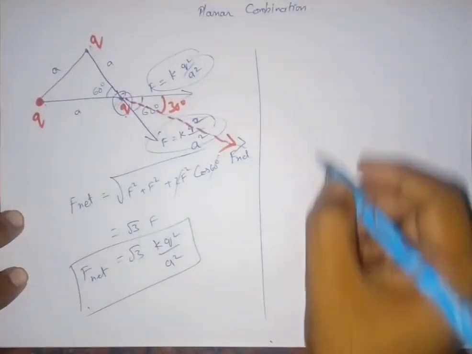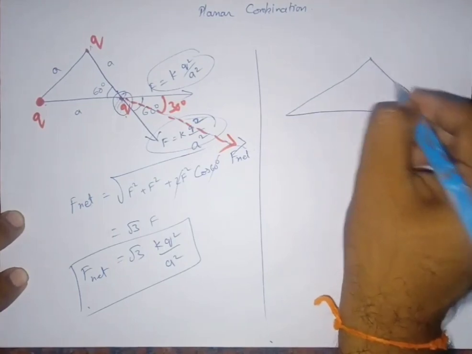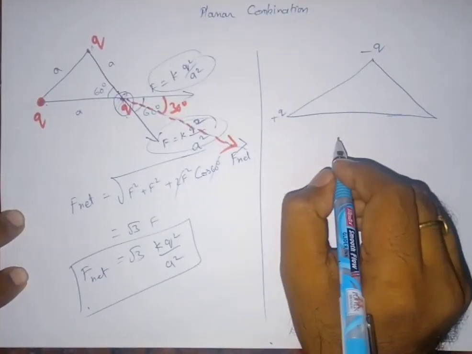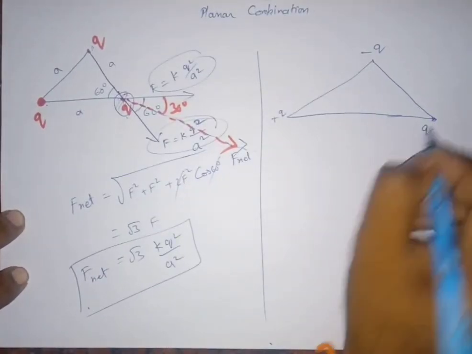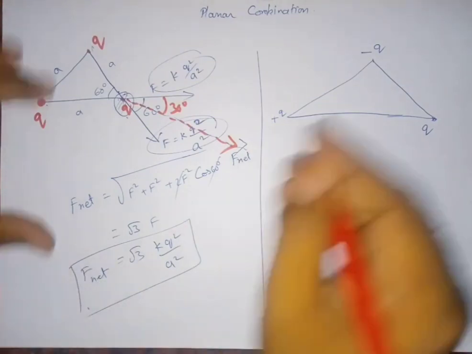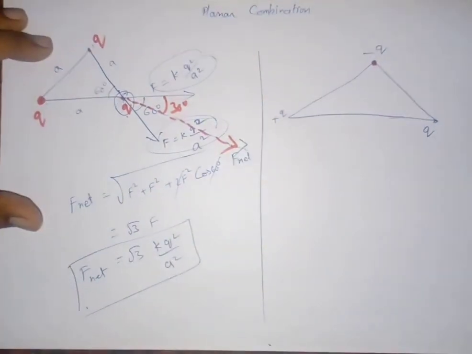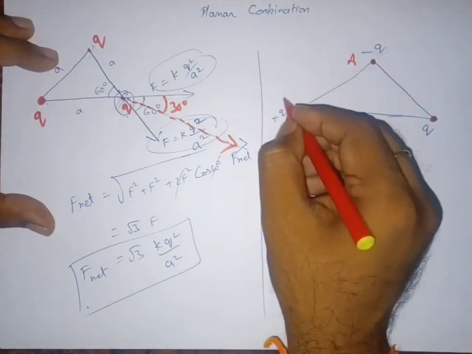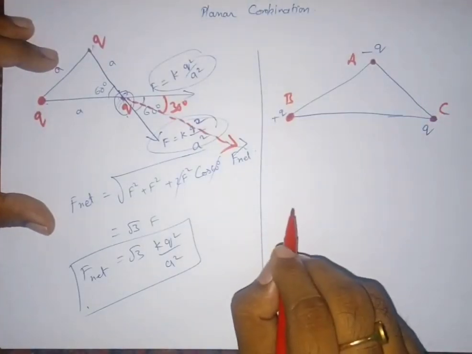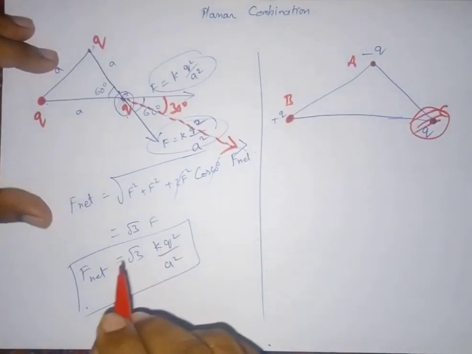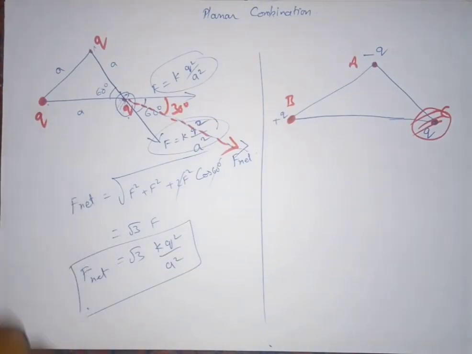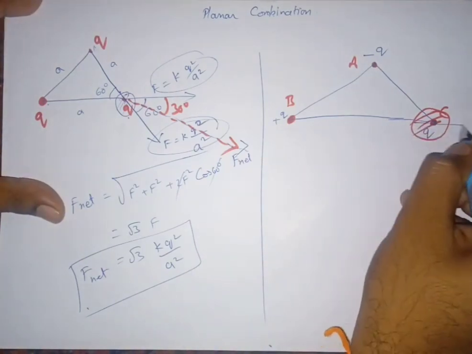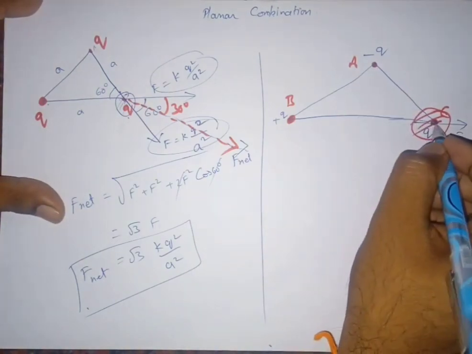Now what happens for the same thing, if one of the charges happens to be minus q, the other one happens to be plus q, and this is our charge here. So there are three charges. One of them is minus q, the other one is plus q, this is plus q. Put them as A, B, C as the vertices. What is the force experienced by the charge which is placed at C? Now the charge is going to experience two kinds of forces. One is repulsive, which is going to be this way. The other one is attractive, which is going to be this way.